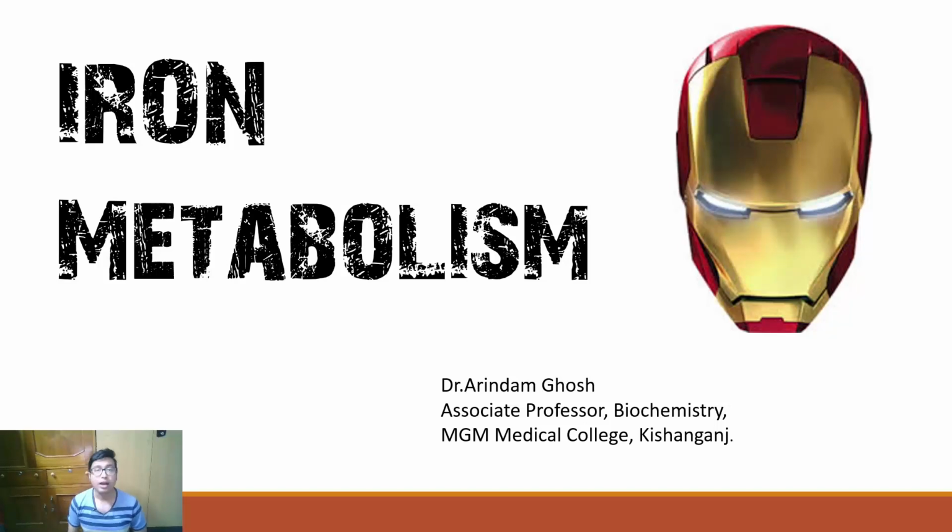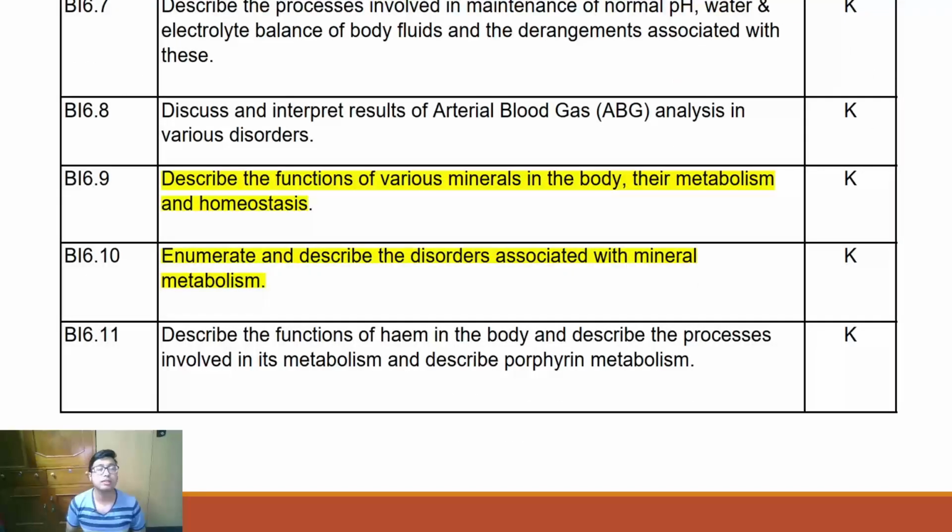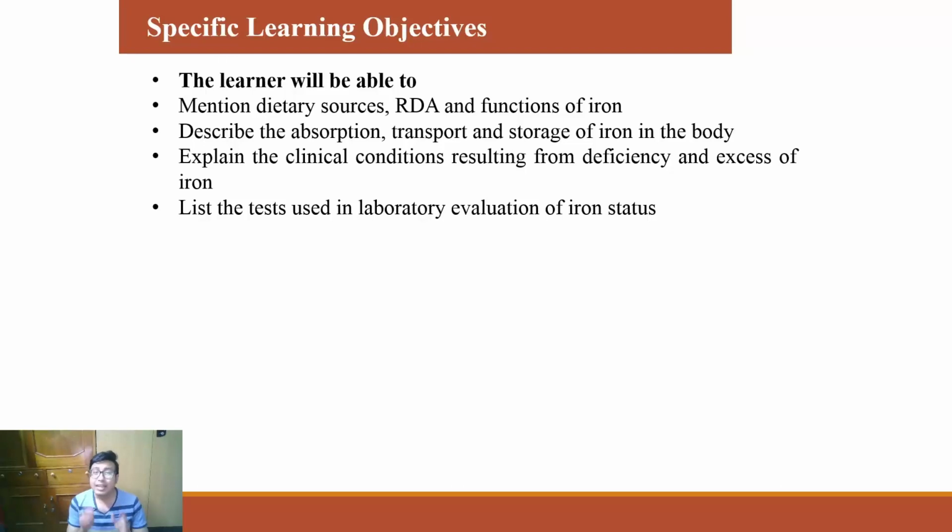Now as you know, iron metabolism is actually included in competency 6.9 and 6.10, which includes all the mineral metabolism, right? So in these two classes, the specific learning objective is to get you acquainted with the dietary sources, the recommended dietary allowances and the functions of iron, which is easy to know.